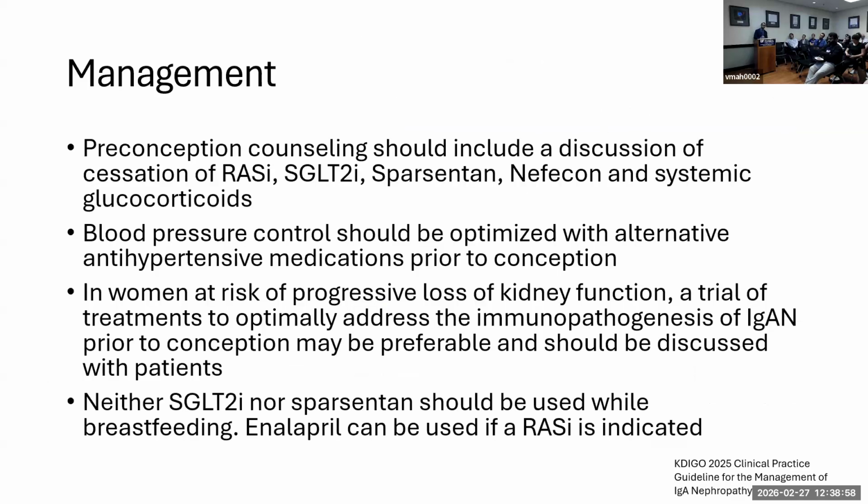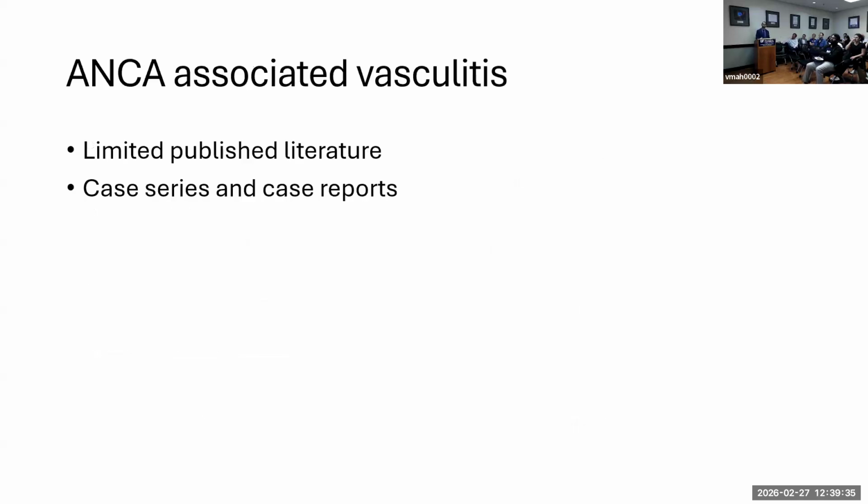So management overall for IgA nephropathy, you want to ideally stop any RAS inhibitors, SGLT2 inhibitors, sparsentan, Nefecon, and systemic glucocorticoids. You want to optimize their blood pressure. And in women at risk of progressive kidney loss, so if they have active disease, you want to probably address that with trial treatments prior to conception. In terms of breastfeeding, neither SGLT2 inhibitors nor sparsentan have been used. Enalapril can be used if you need a renin-angiotensin system inhibitor.